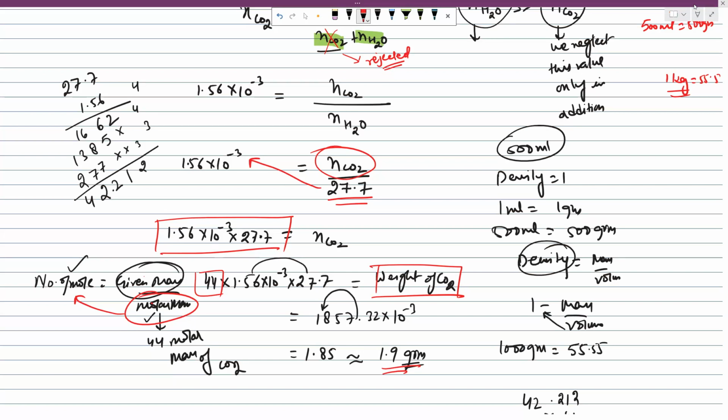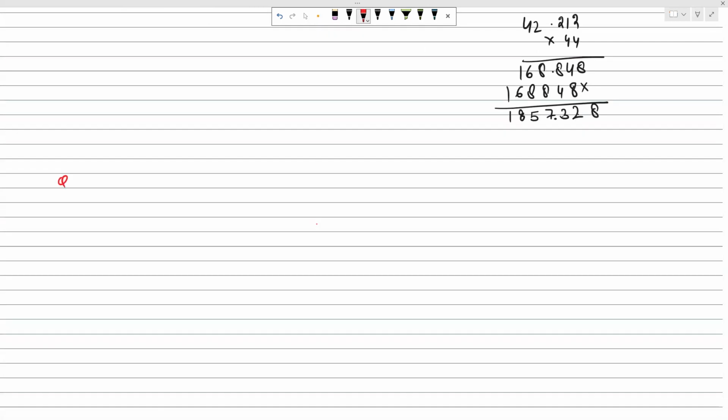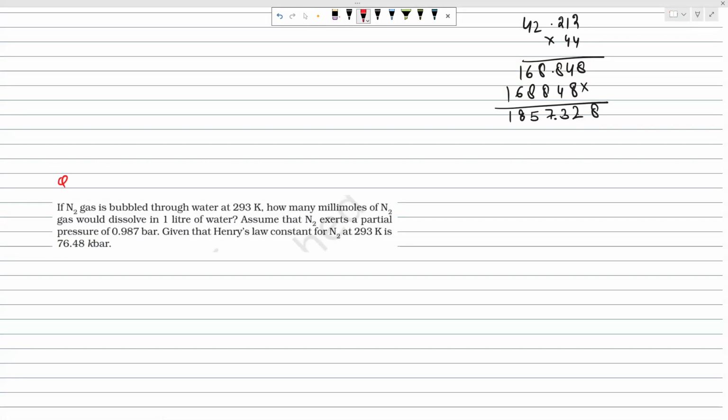Then we will write some important tips. Try to solve this one.